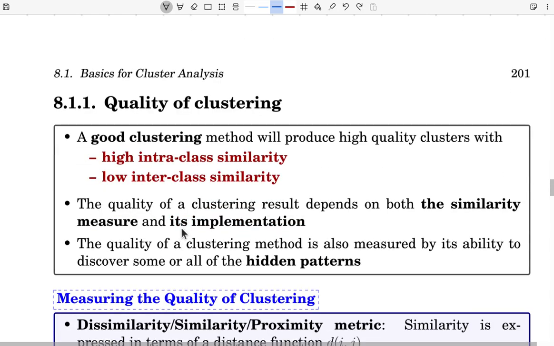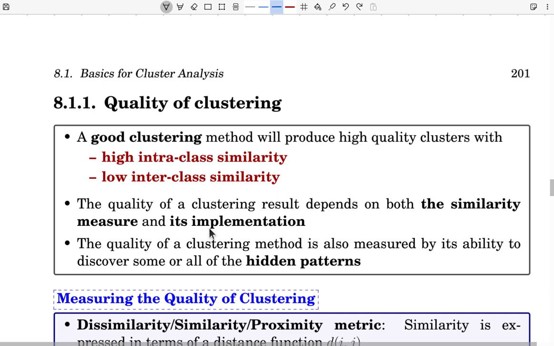Okay, the quality of clustering. As said here, a good clustering method will produce high quality clusters with high intra-class similarity but low inter-class similarity. So inside of a group, the objects are similar to each other, but for other groups, the objects are different.